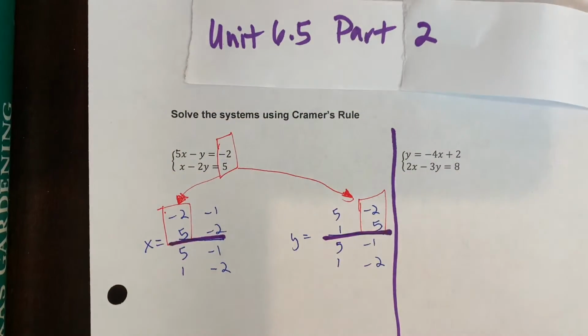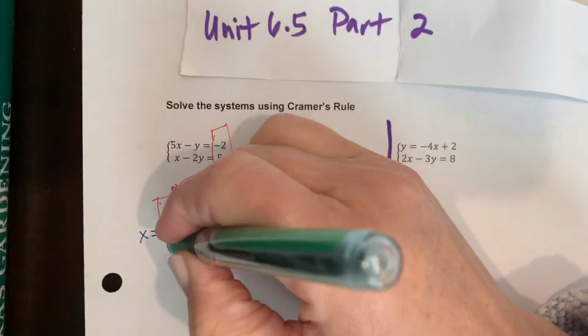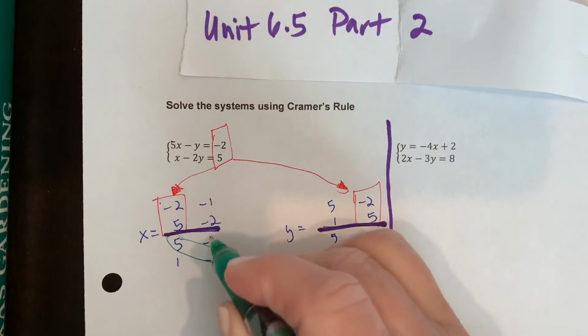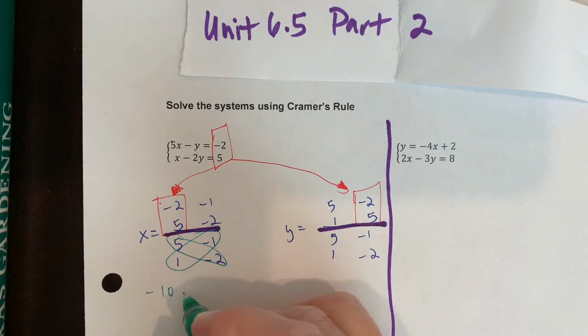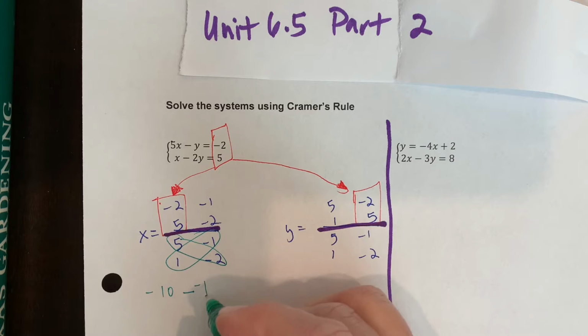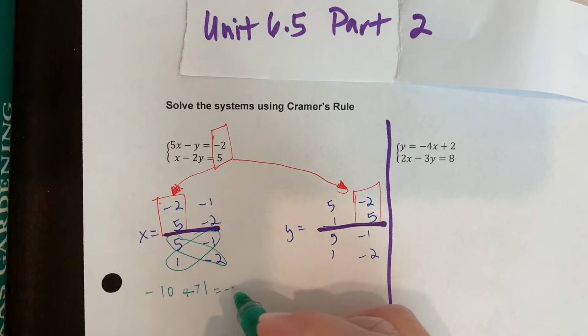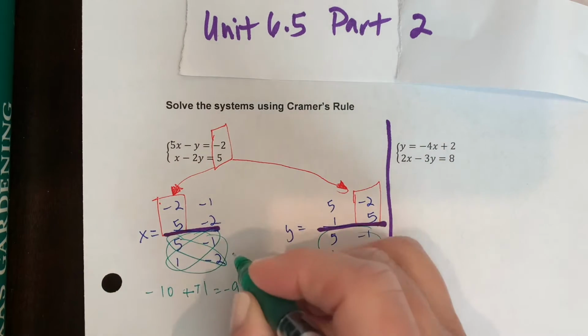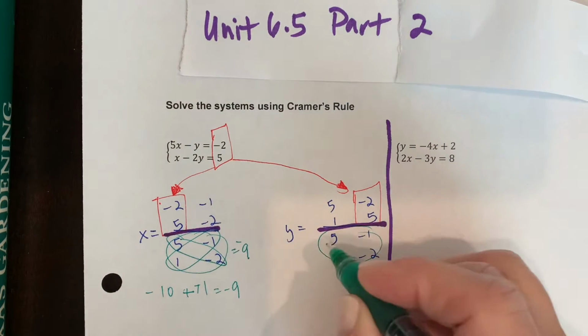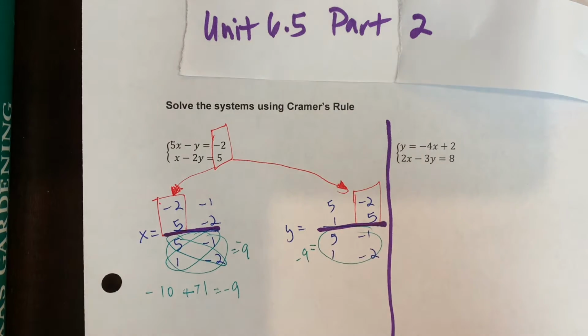Then you need to figure out what the determinant of each portion is. So 5 times -2 is -10. Subtract 1 times 1 is -1. When you subtract two negatives, it's a positive. So this answer is -9, which means both of these answers are -9. So in this denominator and this denominator, I have a -9.